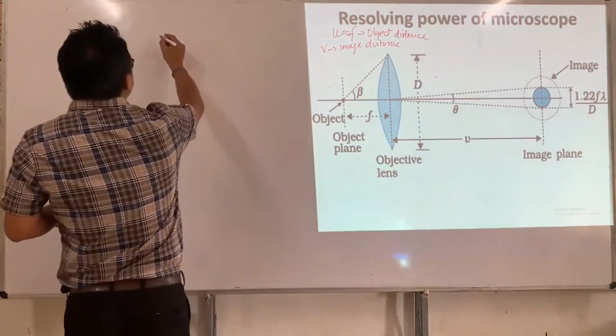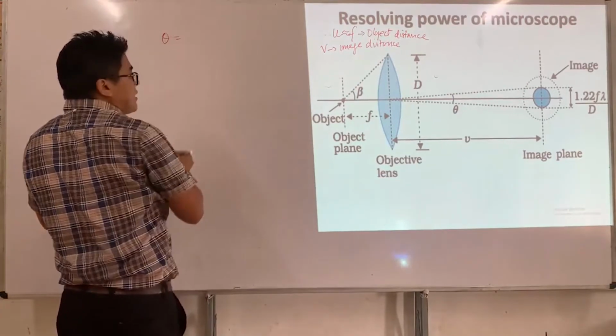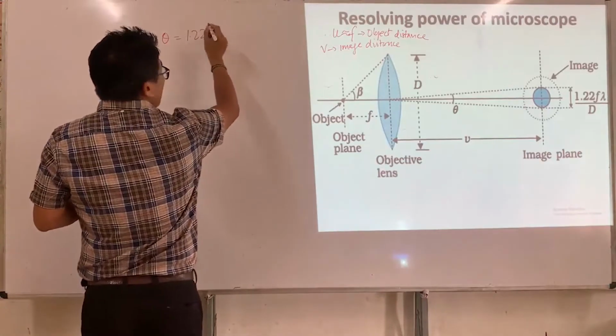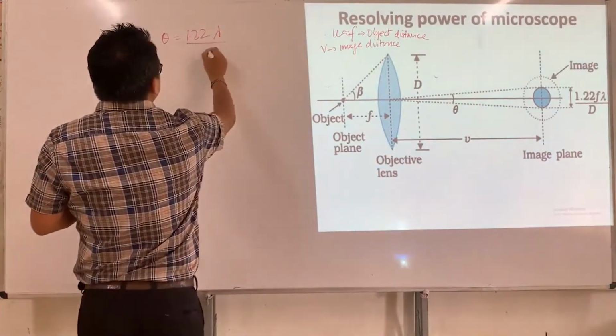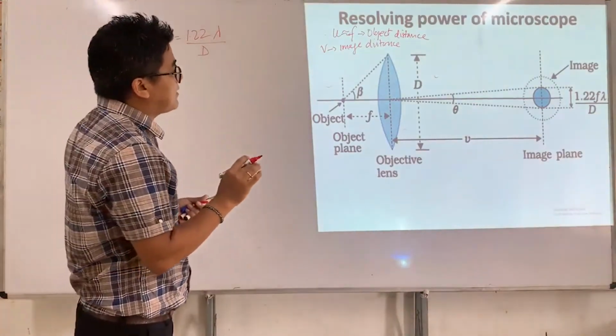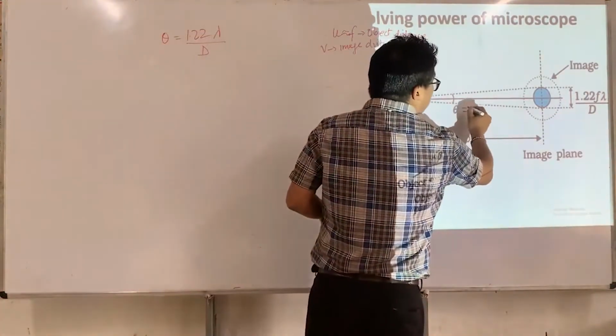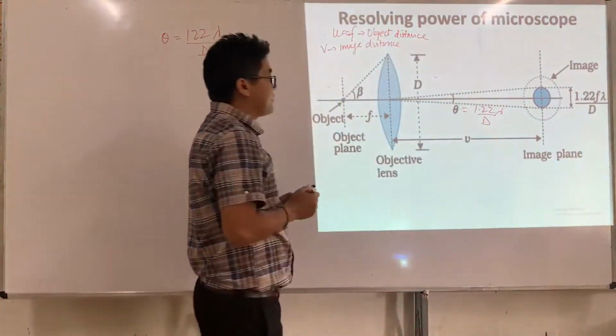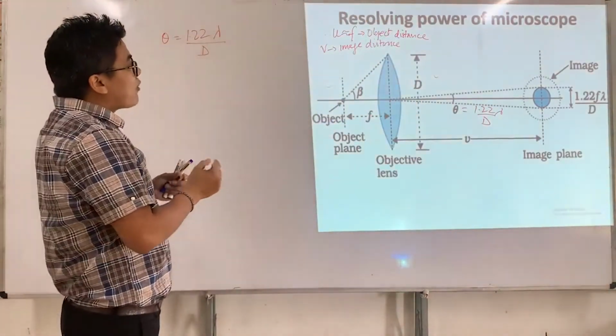Now look at here. Let's say this theta is an angle, given by 1.22 lambda divided by d. This is the angular separation. This is the angle subtended, right? This theta is given by 1.22 lambda divided by d. This is theta, right?